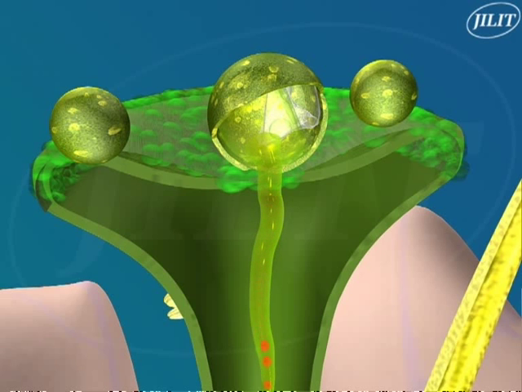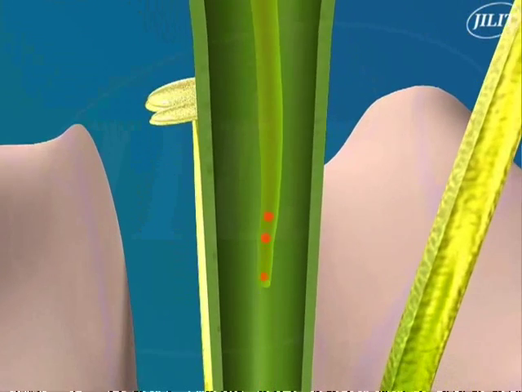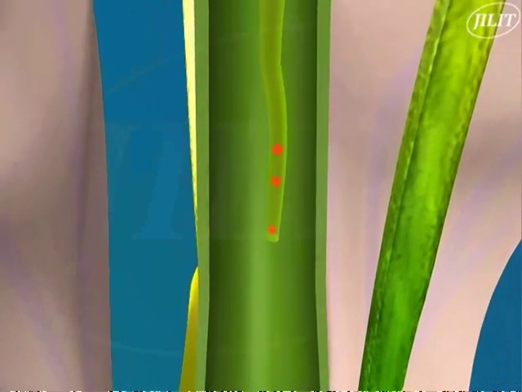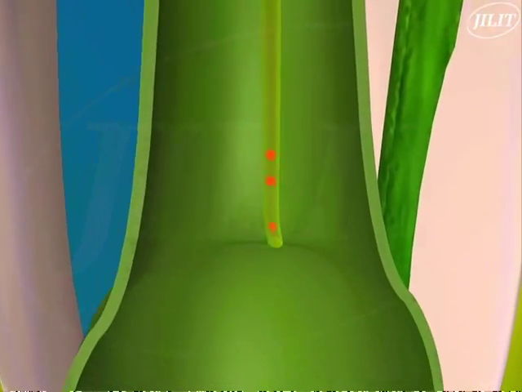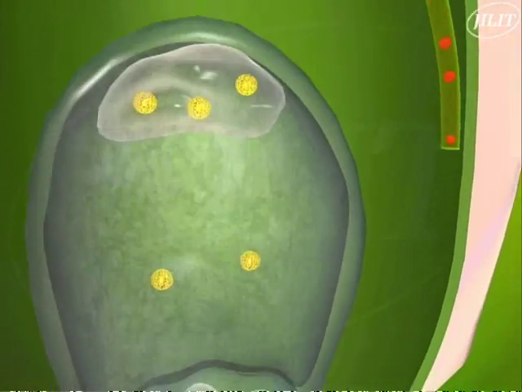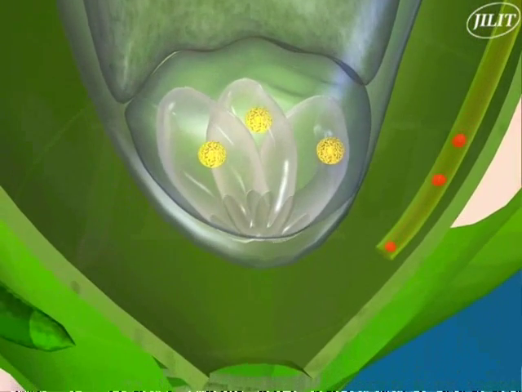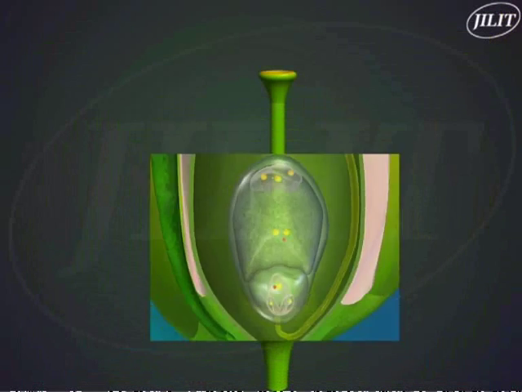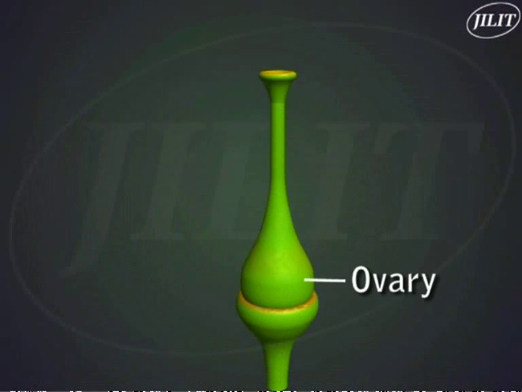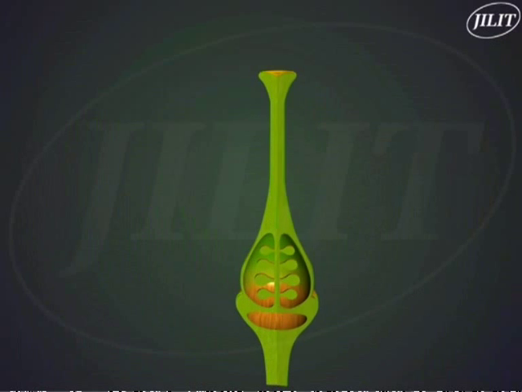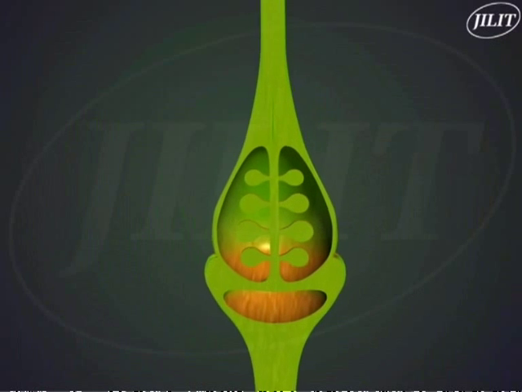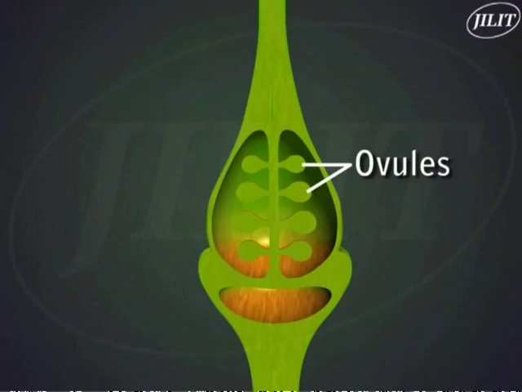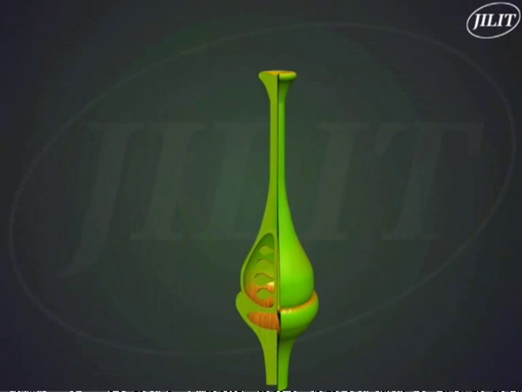This is where the pollen tube grows down to the ovary. The male gametes are in the tube. The pollen tube carrying the male gametes then enters the ovary. The ovary is the basal, swollen part of the carpel. On opening an ovary, you will find ovules present inside it. Basically, these ovules are undeveloped seeds.